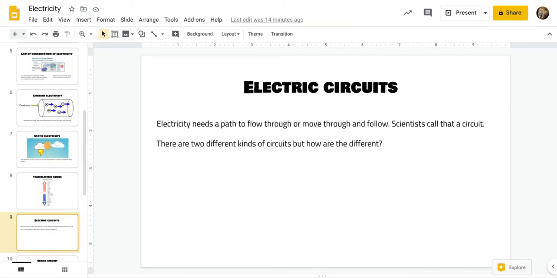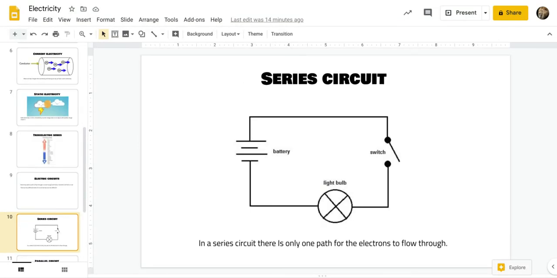Electric circuits. Electricity needs a path to flow through or move through and follow. Scientists call that a circuit. There are two different kinds of circuits, but how are they different? Series circuit. In a series circuit, there is only one path for electrons to flow through. The main disadvantage of a series circuit is that if there is a break in the circuit, the entire circuit is open and no current will flow.